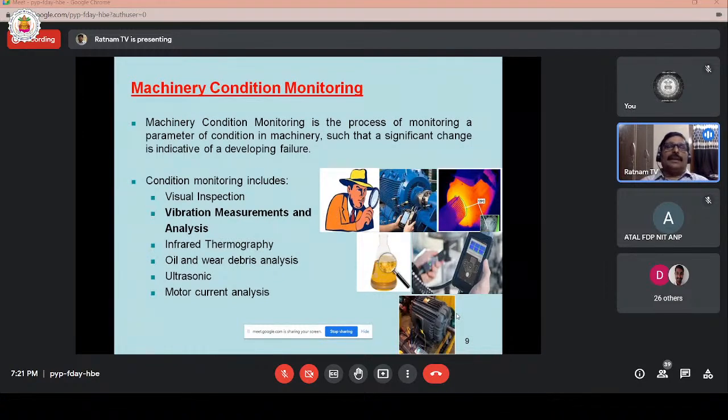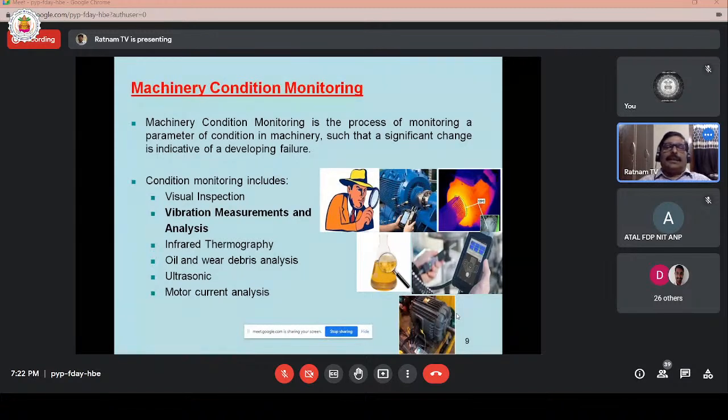So there are several techniques, as I told in the beginning. Machine condition monitoring is the process of monitoring a parameter of condition in machinery such that a significant change is indicative of developing failure. The monitoring parameters can be temperature, vibration, ultrasonic sound, noise. There are several other techniques, like motor current analysis. If there is any significant change in the parameter, then we can suspect that a failure is developing in the machine.